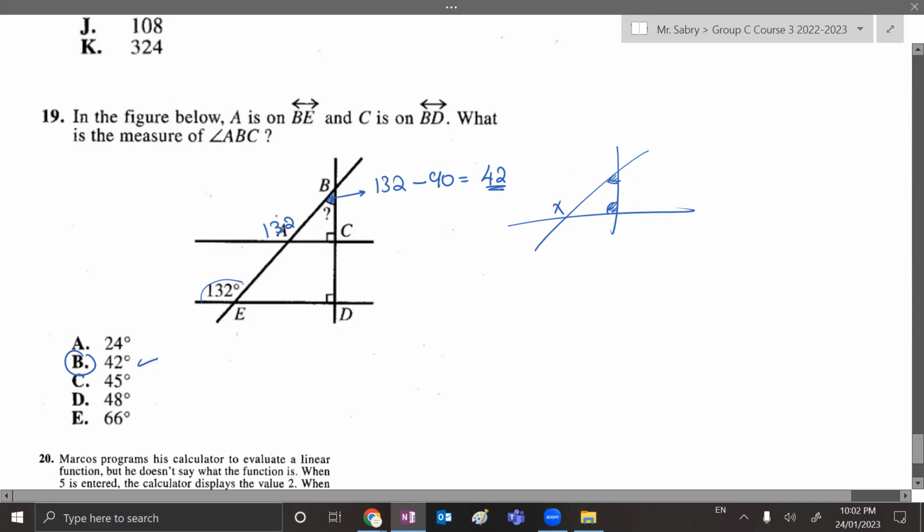Another way to move forward is that I get, as I told you, the measure of this angle here, and to do that you will do 180 minus 132, which would be 48. Then since this is 48, to get the one here I will do 180 minus 48 and minus 90 as well, which would lead in the end also to 42. Does this make sense?